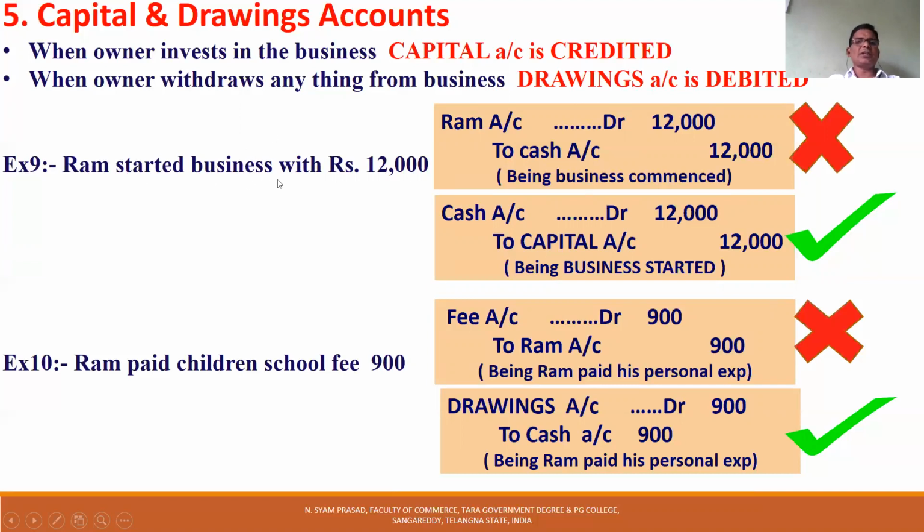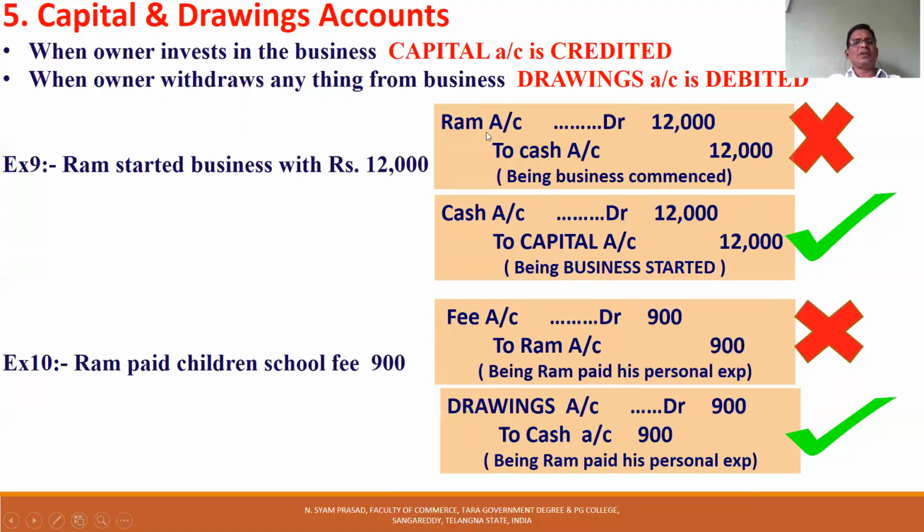So when Rama started business with 12,000, it means Rama is giving 12,000 to the business. Business means we are the accountants. So cash is coming in, 12,000 is coming in, and cash account is debited. When Rama invested, Rama capital account is created. So cash account to capital account. This is correct.